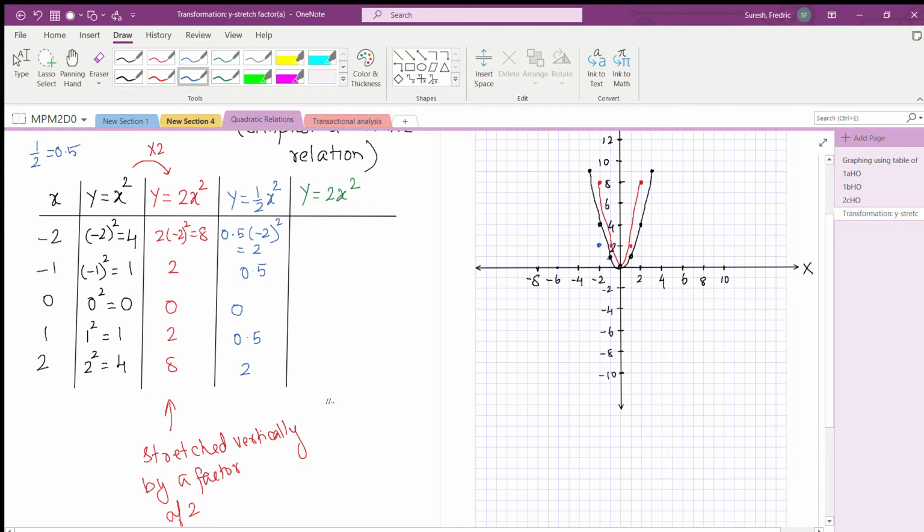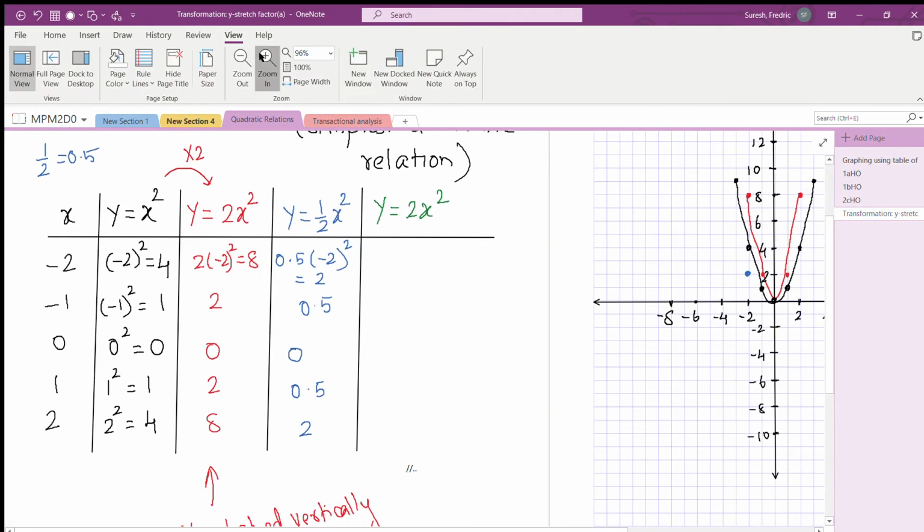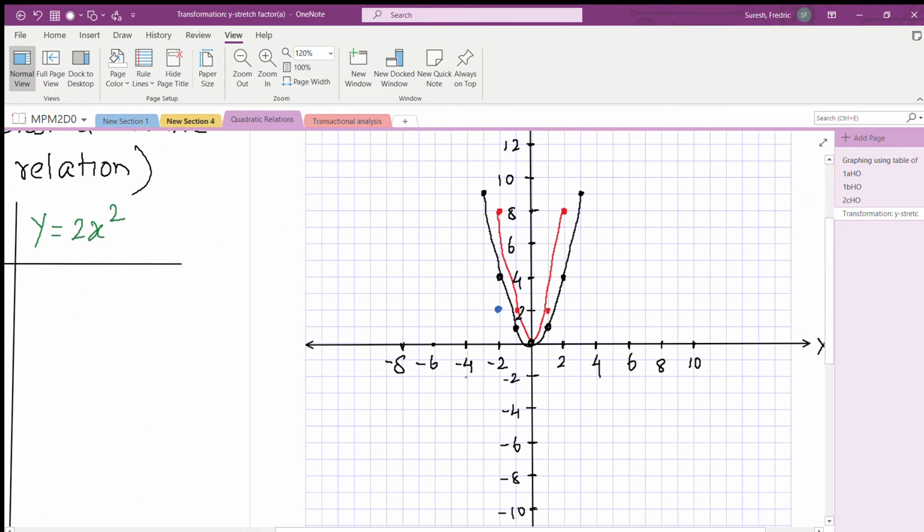In the same way, you look at this here. I'm going to kind of blow it up a little bit so the graph looks a little easier for you. So here, you notice that the y value in the base graph is a 1. Now it becomes a half.